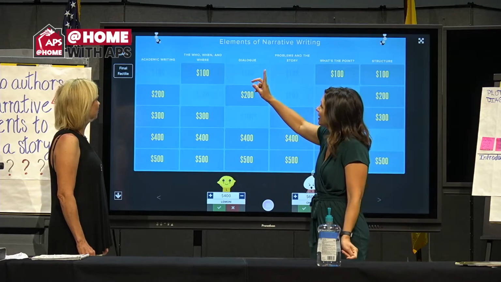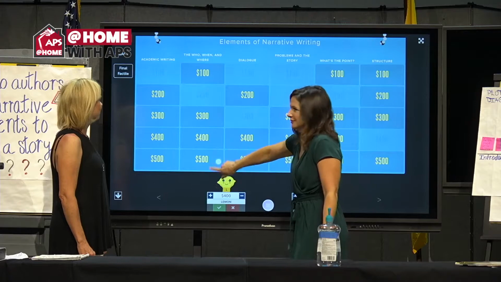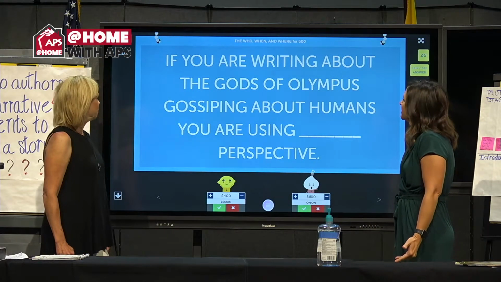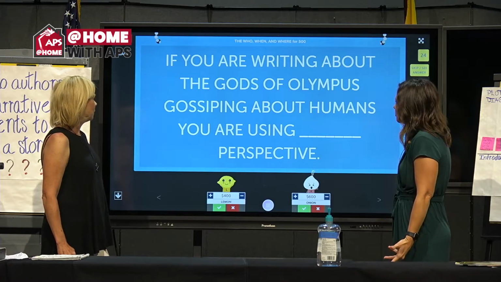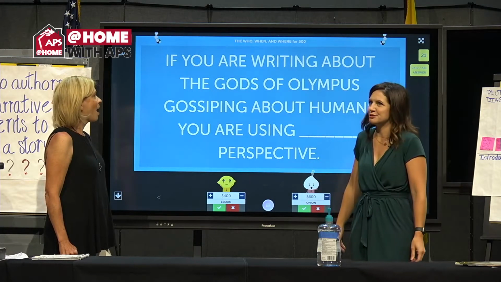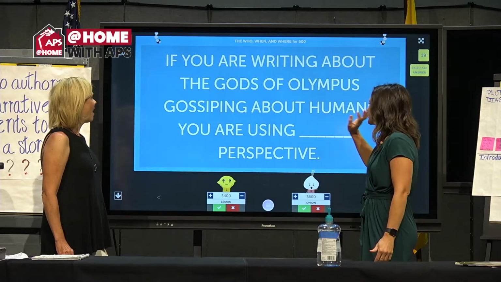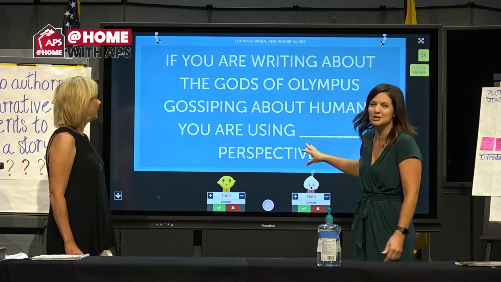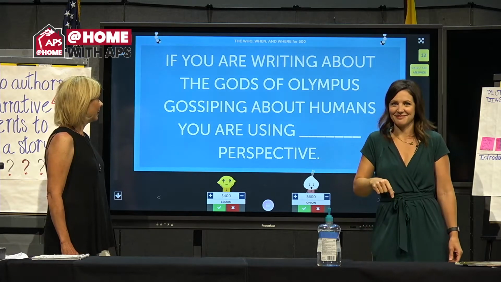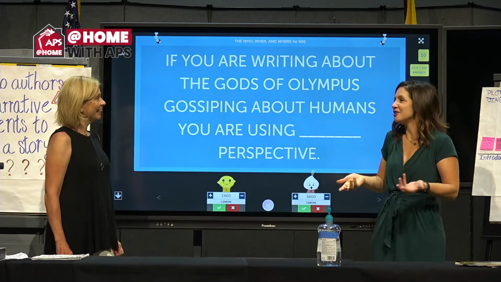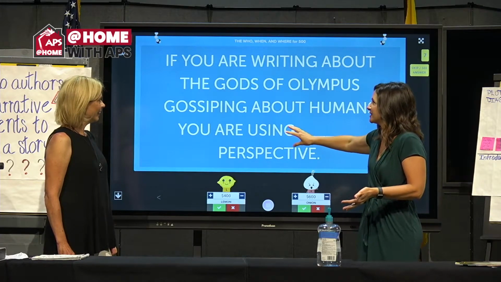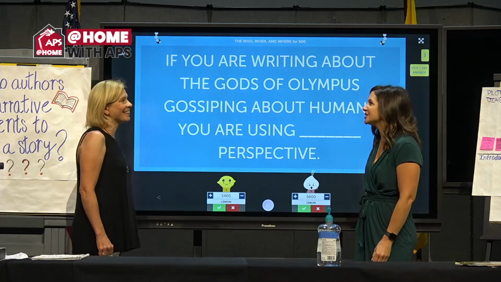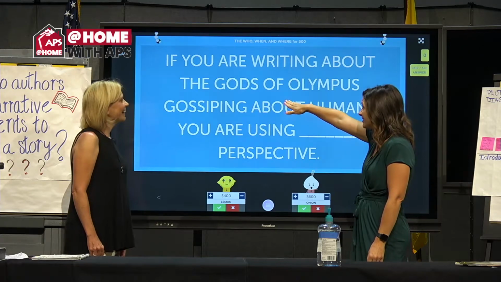How about who, when, and where for 500? If you are writing about the gods of Olympus gossiping about humans, you are using the what perspective? Oh, I think this is going to say either the first person, the second person, or the third person perspective. That is not something that we've covered, but I know that idea of perspective. Unless it's omniscient, which is another really long word. That one might be it, and it's gods.